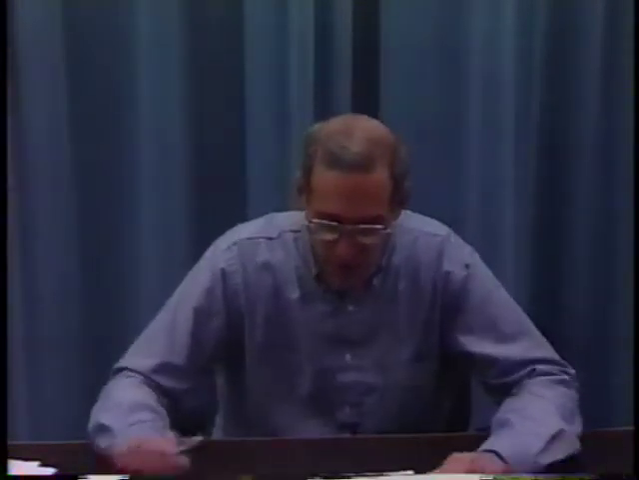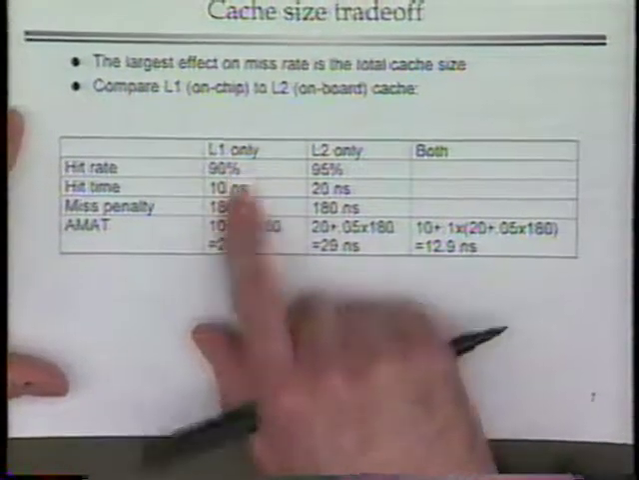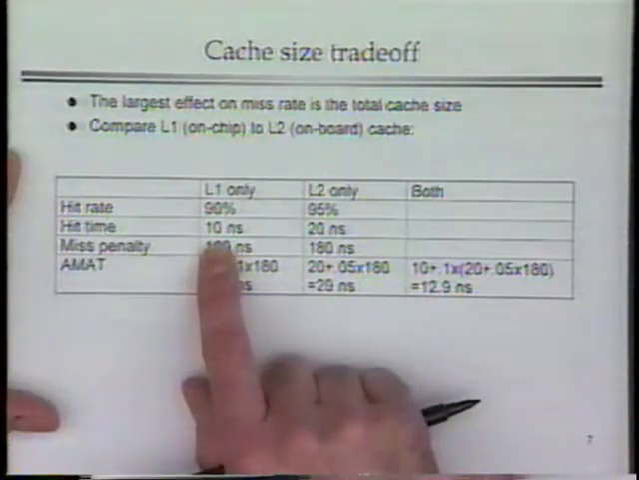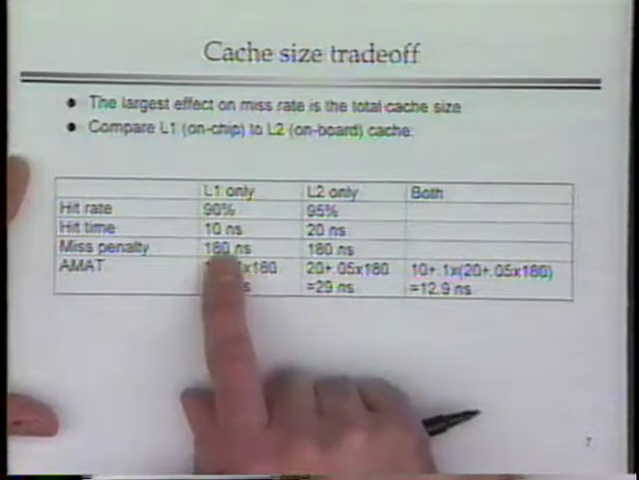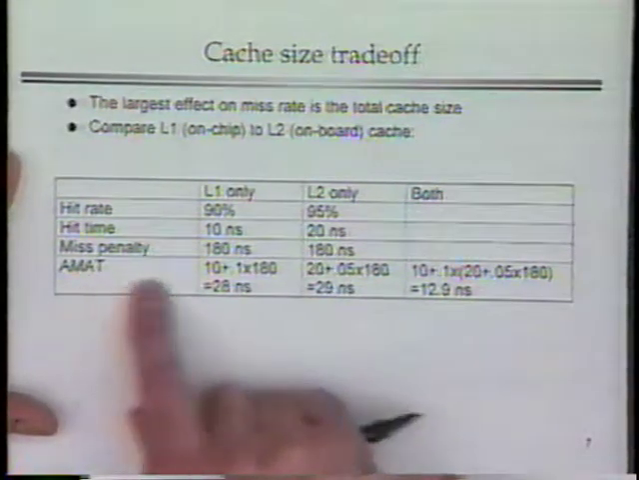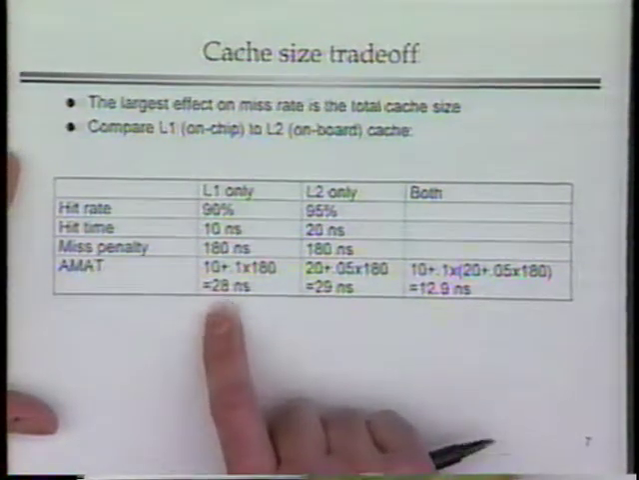But let's take a look at comparing two caches and looking at how you might combine the two caches and see what the effect is. Let's say that we have a level 1 cache, like we had before, with a 90% hit rate. Hit time is 10 nanoseconds. Say that the miss penalty in this case is 180 nanoseconds. So the average memory access time is 10 nanoseconds plus 10% of 180 nanoseconds, or 28 nanoseconds.